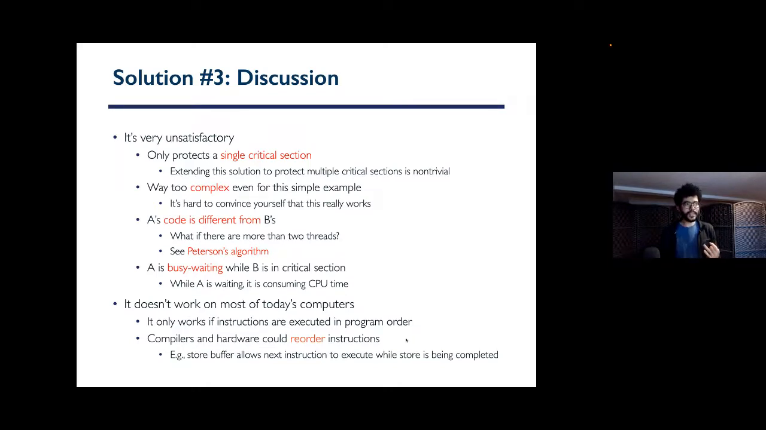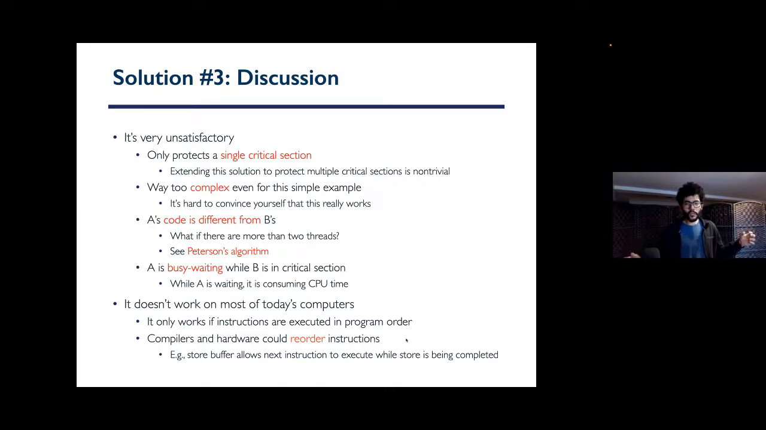The second one is it's too complex. For such a simple problem that we have, just check a variable and set it, it's too complex, and you have to convince yourself that it works, and you might convince yourself it works, and then you become doubtful, and so on and so on. Analyzing it is complex. The third shortcoming is that if you go back to those two, you will see that they have different codes. So thread A's code differs from thread B's code. So we're just coding differently.